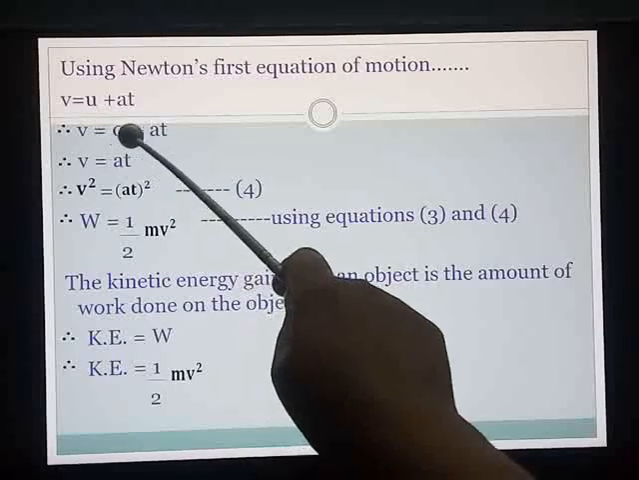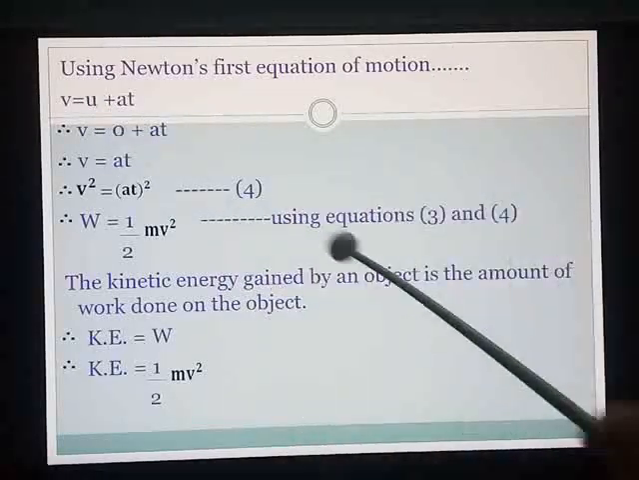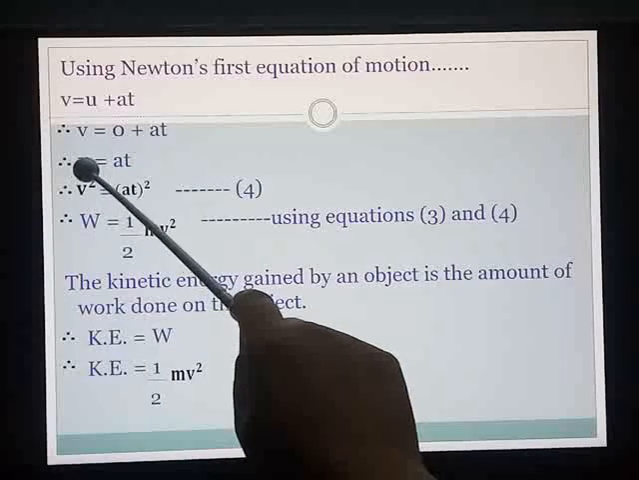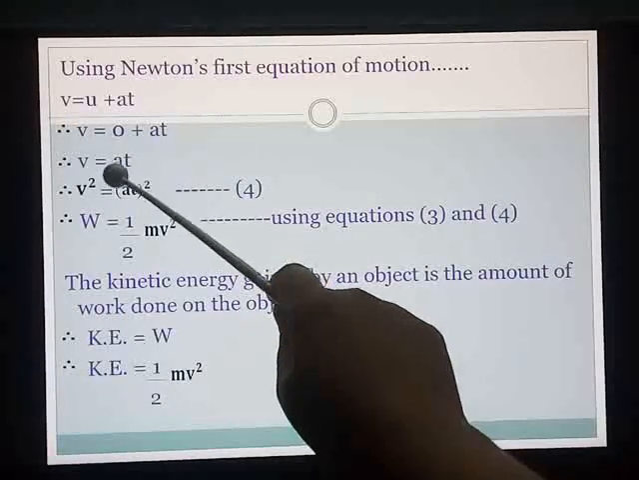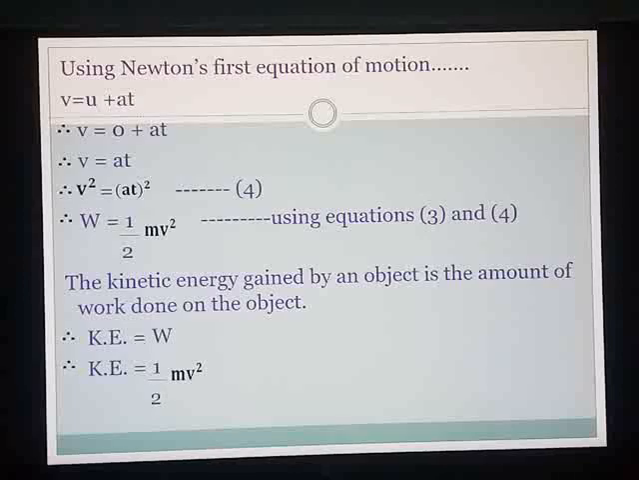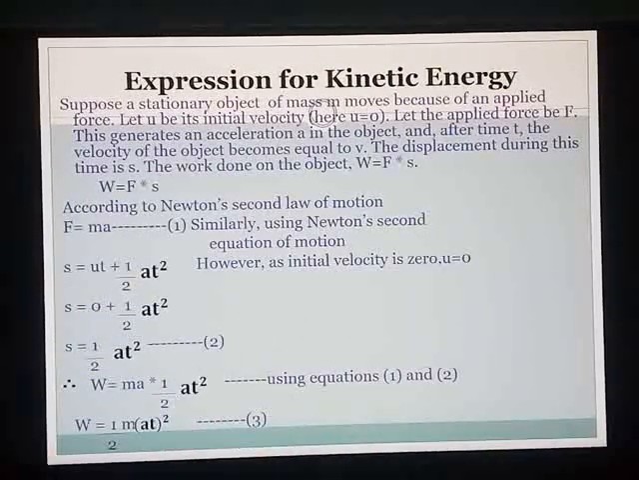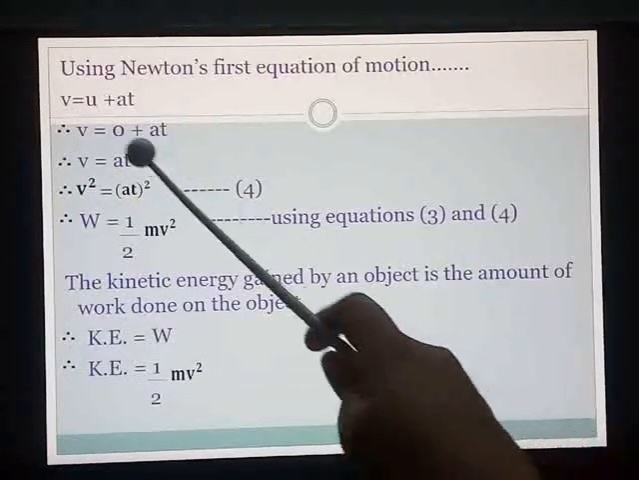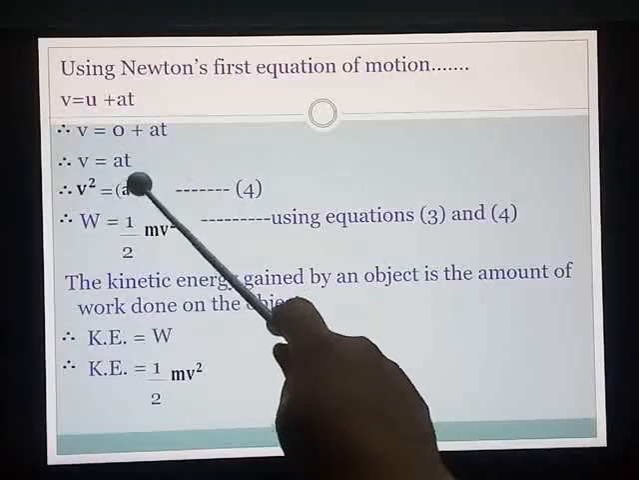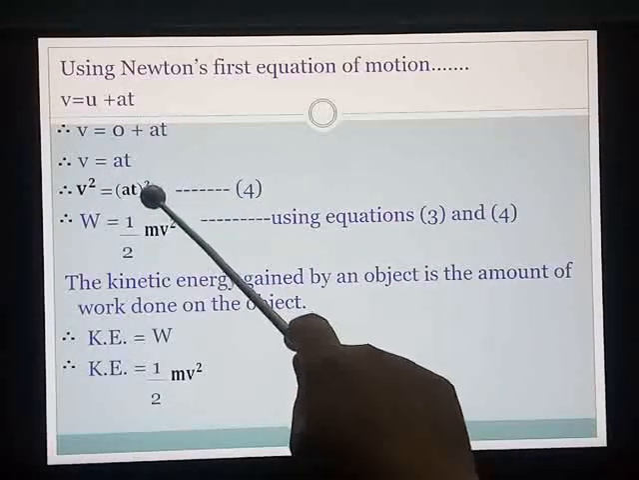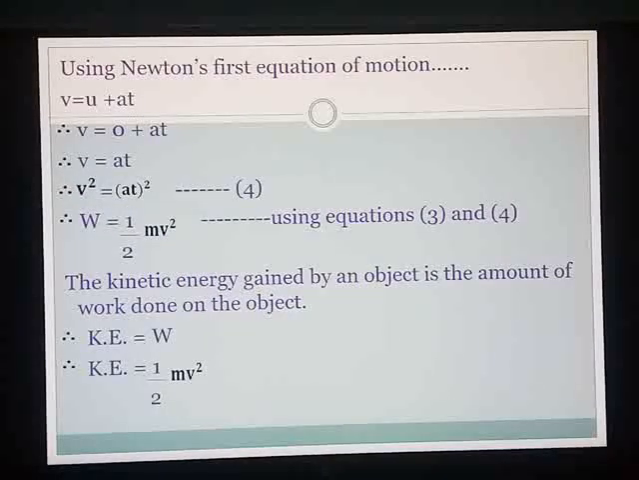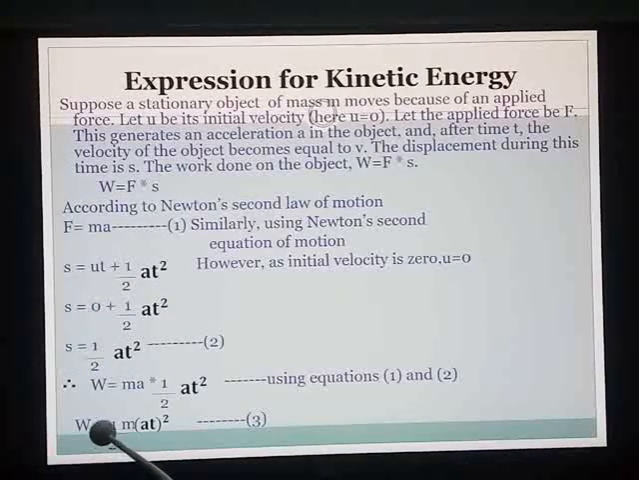Now v is equal to u plus at. What is initial velocity? 0. 0 plus at. So you get v is equal to at. Now squaring both the sides. Why squaring both the sides? Because somewhere in the previous equation you want (at) square. So how will you get this (at) square? When you are going for squaring both the sides. So you get v square is equal to (at) square. Now this (at) square is v square. So if you substitute in your previous equation, how will you get?